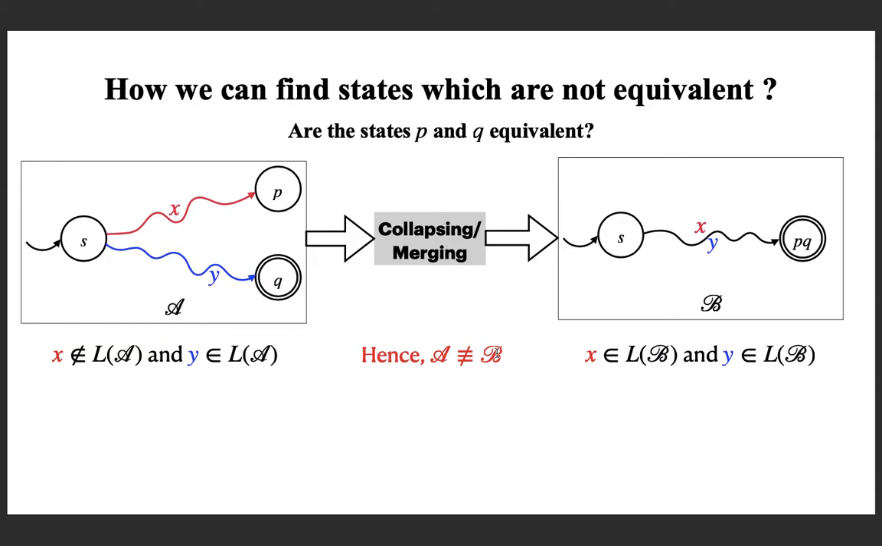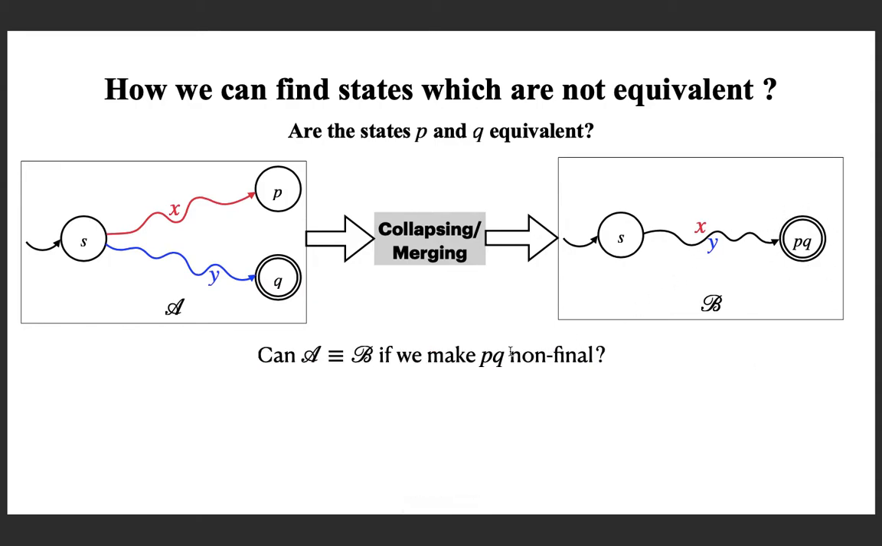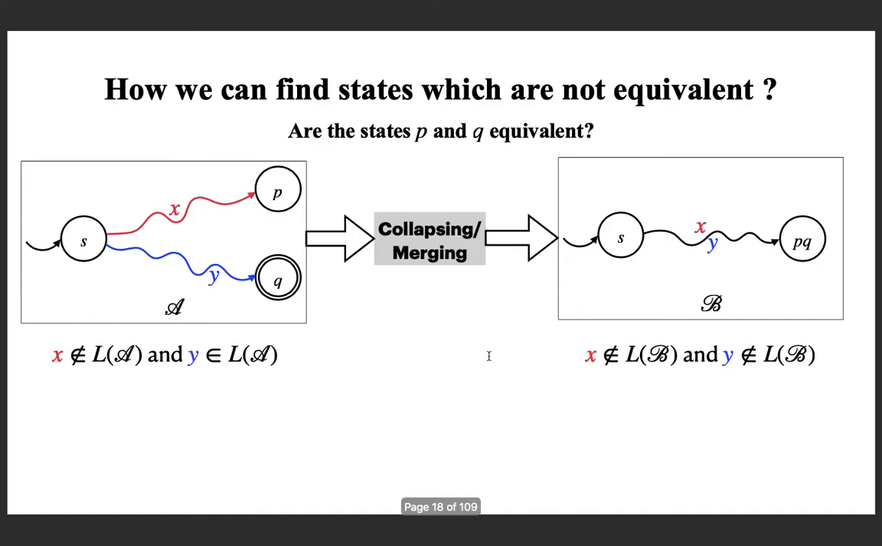Now consider the other possibility. You make this a non-final state. Will it help? Try it. In this case, these are two strings in the language of the given machine. But here you can see that both X and Y are not in the language of B. Hence, in this case also, A is not equivalent to B.